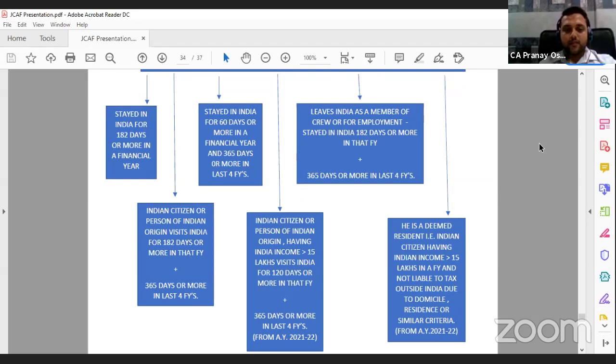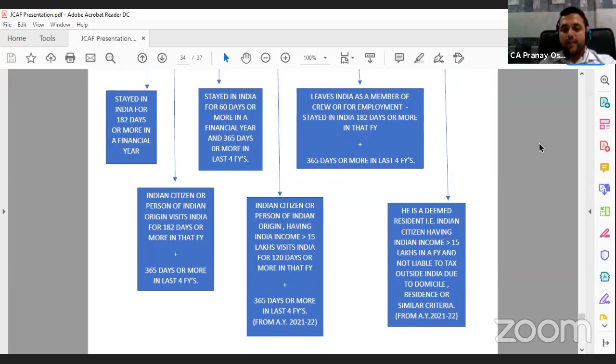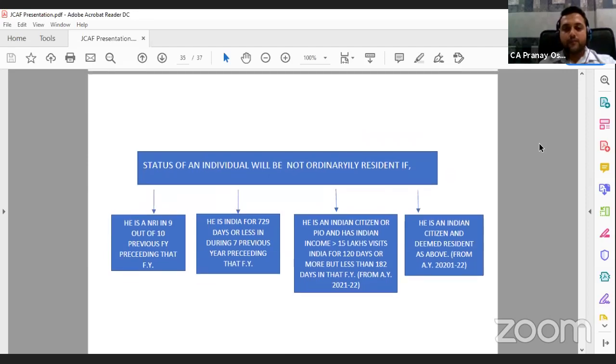If an Indian citizen or person of Indian origin having Indian income more than 15 lakhs visits India for 120 days or more in that financial year, plus 365 days or more in the last 4 financial years. This is applicable from AY 21-22. So he will be a resident. Also, he is a deemed resident, that is an Indian citizen having Indian income more than 15 lakhs in a financial year, not liable to tax outside India due to domicile, residence or similar criteria. The last 2 provisions are applicable from AY 21-22.